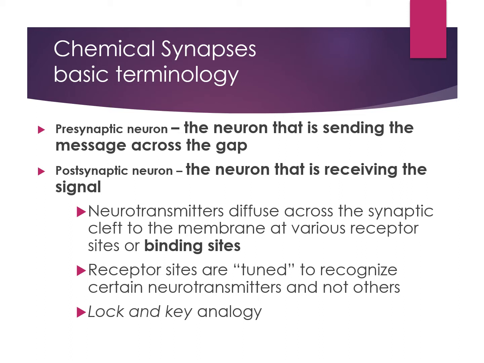Receptor sites are really tuned to recognize certain neurotransmitters and not other neurotransmitters, so they usually use this lock and key analogy. So if I'm spilling a particular neurotransmitter into a synaptic cleft and the postsynaptic neuron doesn't have any receptor sites that recognize that neurotransmitter, it just does not have an effect. We need those receptor sites that are tuned to recognize where the specific neurotransmitter will fit inside those receptor sites, kind of like a key.